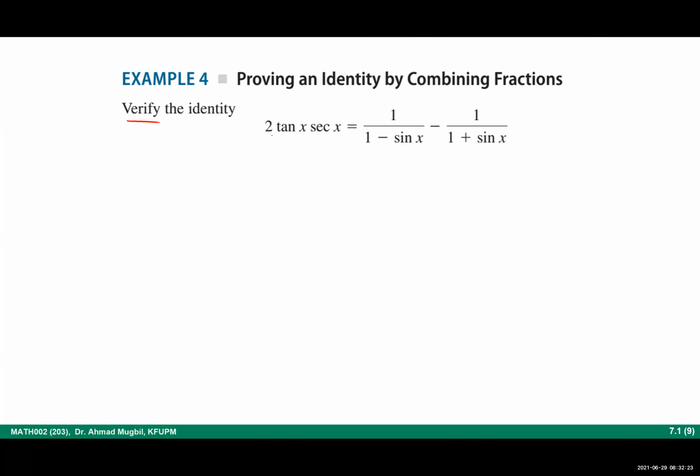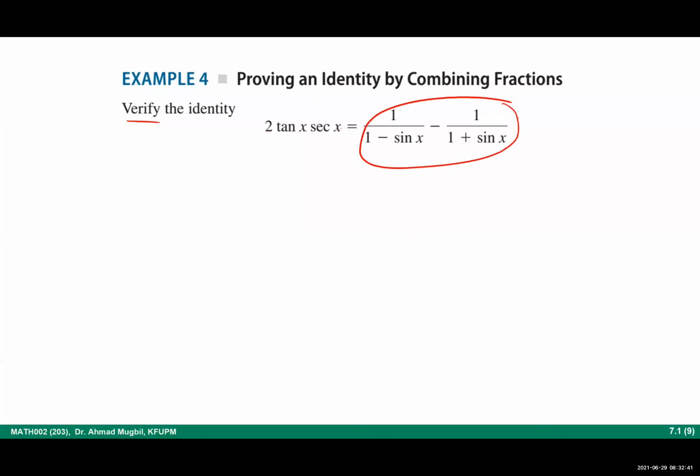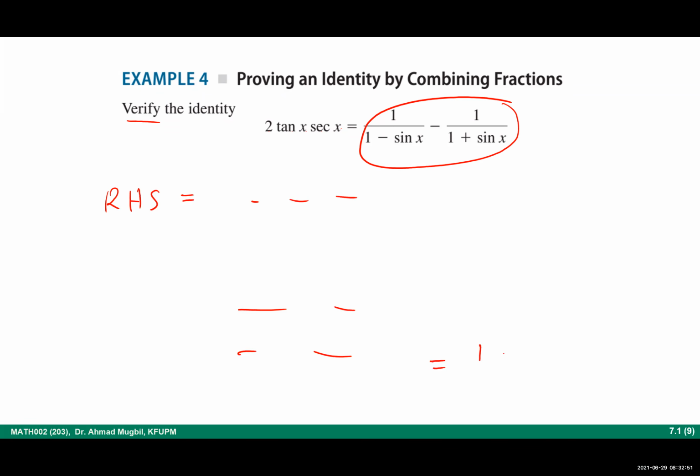Now we need to show that 2 tan x secant x is 1 over 1 minus sine plus 1 over 1 plus sine. What do you think, ya shabab, here? Which side is better to start with? The left-hand side or the right? The right side. You are right. This is the more complicated one. Okay, so we will start with the right-hand side, and we will prove that it equals, at the end, the left-hand side.